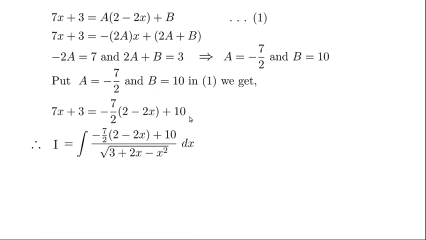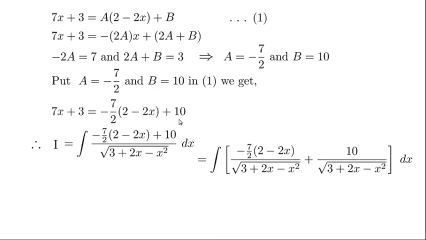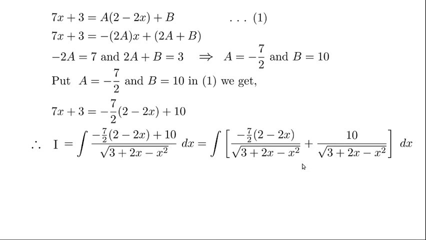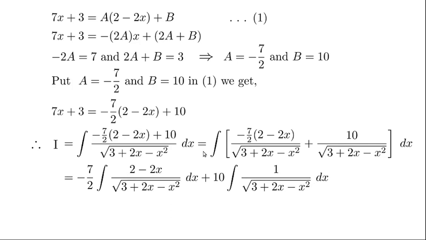Therefore the problem changes to... So this is the numerator part. There I will substitute this part. And now separately we divide it. On division I get this expression. And now I take separate integration. When I take separate integration, the coefficients go out. It becomes minus 7 by 2 times integration of 2 minus 2x upon root of 3 plus 2x minus x square dx plus 10 times integration of 1 upon root of 3 plus 2x minus x square dx.